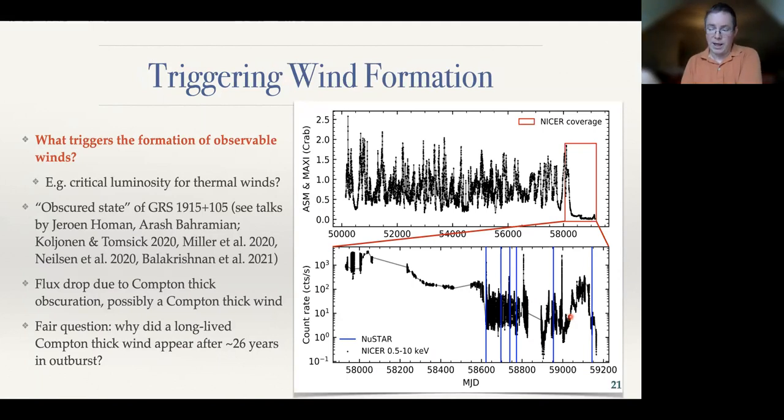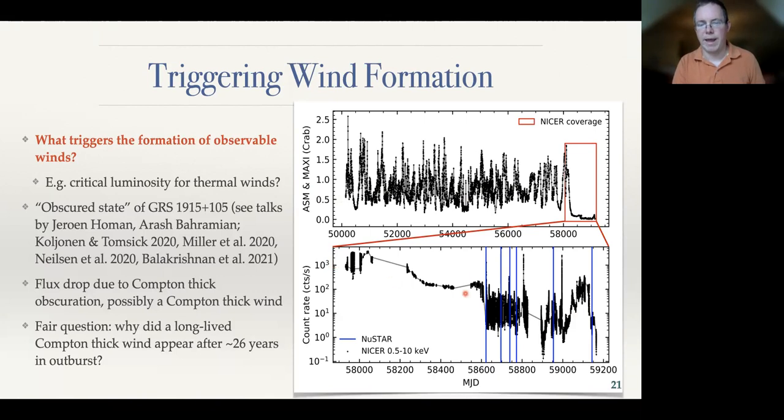Now, theoretically, you can invoke things like a critical luminosity for thermal winds. That's part of the theory, but from an observational sense, that's not something that we've been able to constrain with observations yet. So it's also not just the case that this is relevant for the classic Q diagram outbursts. For example, we saw a couple references earlier this week to this new state of GRS 1915, which was an outburst for 26 years and then suddenly dropped off.